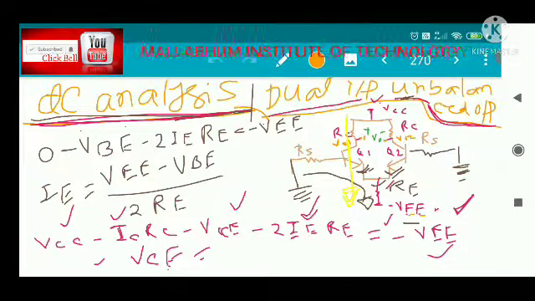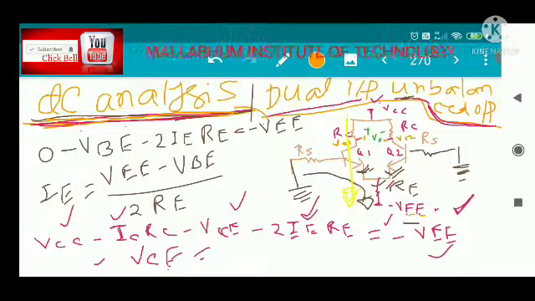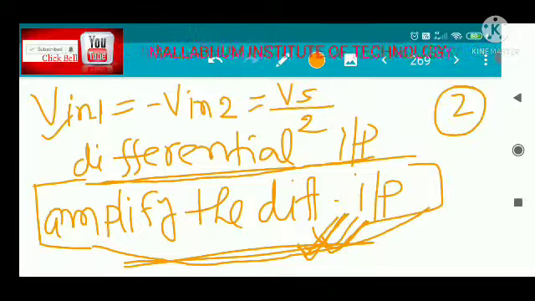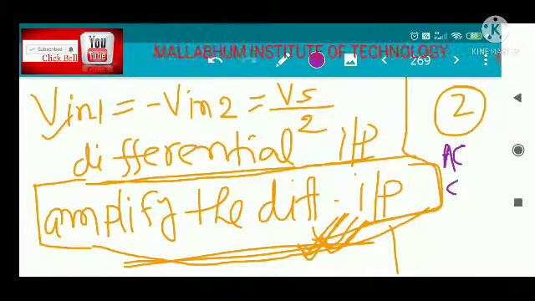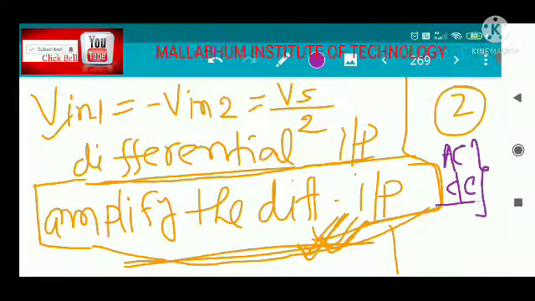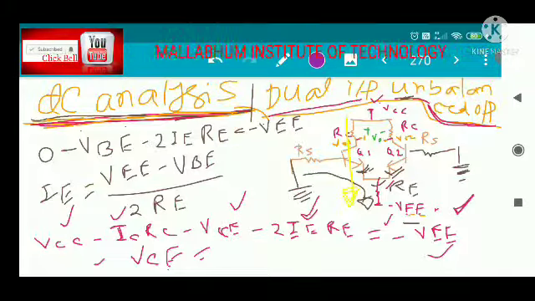Next is the DC analysis. What do we mean by the DC analysis of the circuit? In this transistorized differential amplifier circuit, you can see that an AC signal is connected, and a DC signal is also connected. Whenever we want to perform the DC analysis, we have to short circuit, or deactivate, the AC signal and only consider the DC signal.